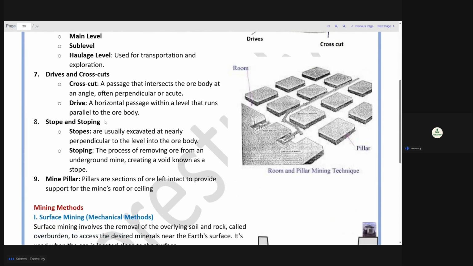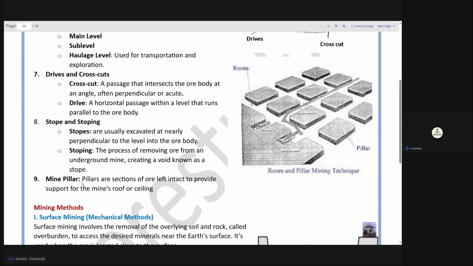Then we have stope and stoping. Stopes are usually excavated nearly perpendicular to the level into the ore body. So the excavated parts, which are ore parts, are nearly perpendicular to the level of the ore body. And stoping is the process of removing ore from an underground mine, creating a void known as a stope. Okay, the voids created are called stopes, and the process is called stoping. It's just simply the extraction procedure. How do we extract the ore and transport it towards the surface?